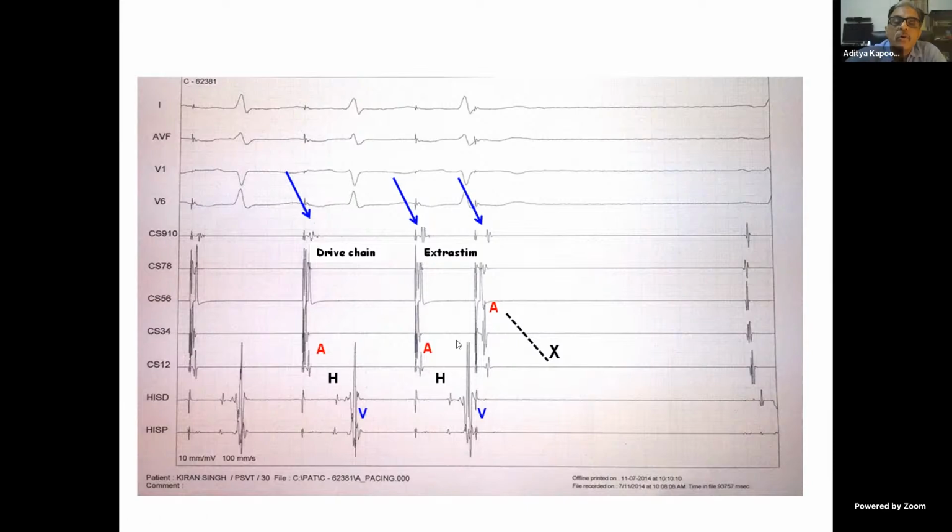Now suppose we decrease this further, then what will happen? Cure, what will happen if I decrease this?